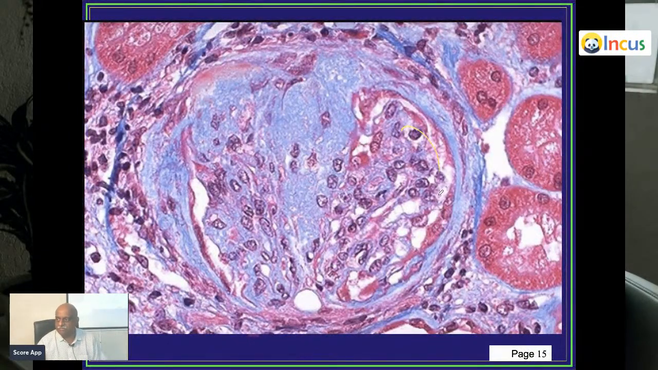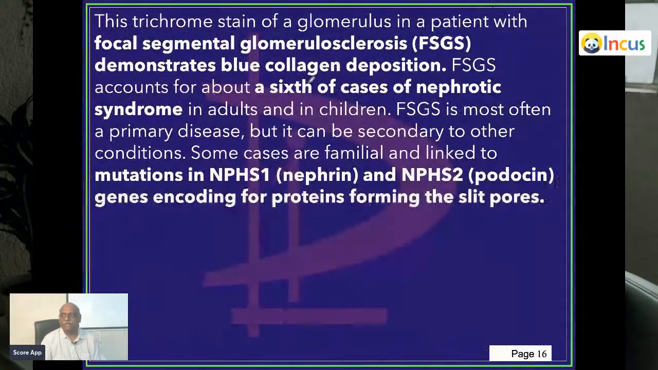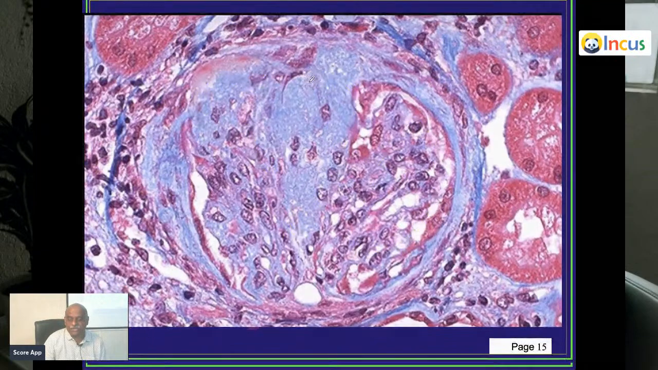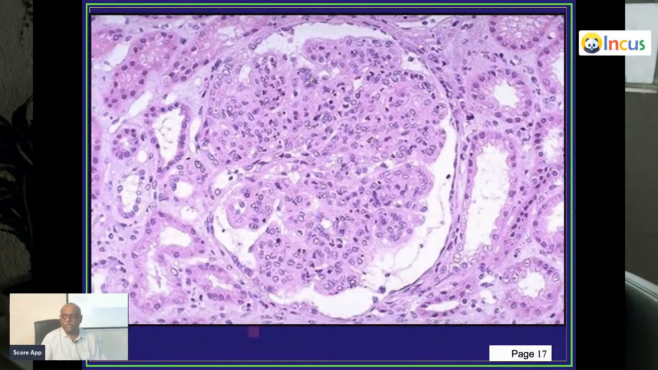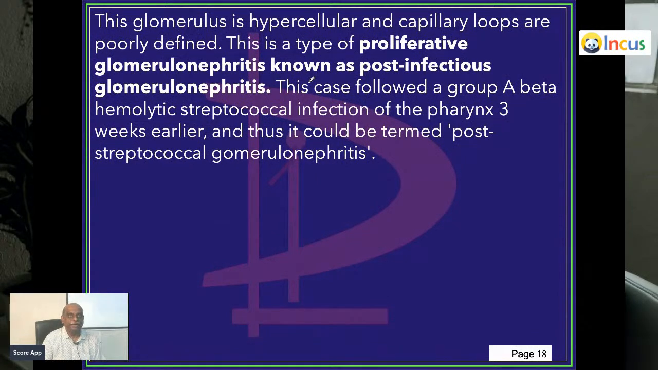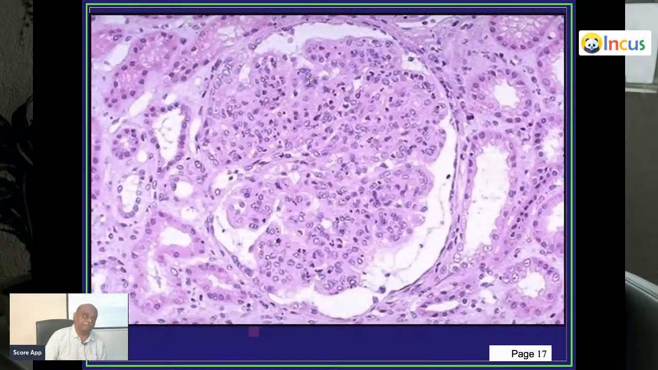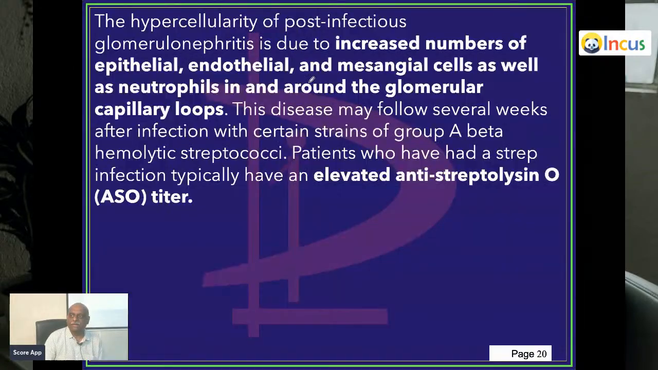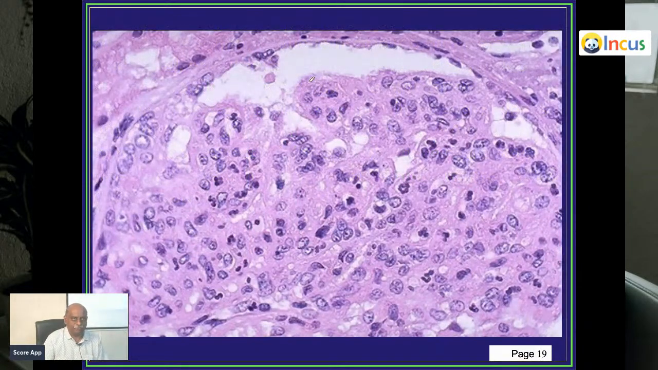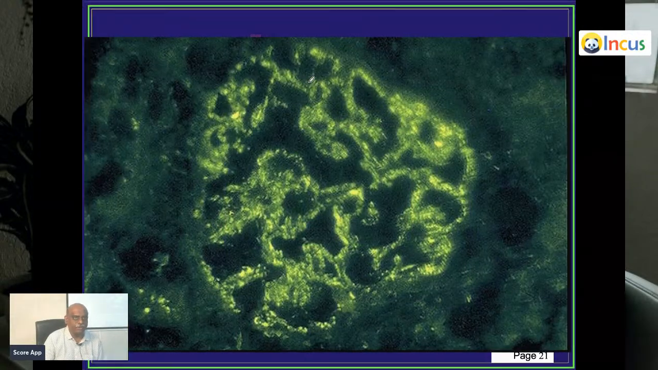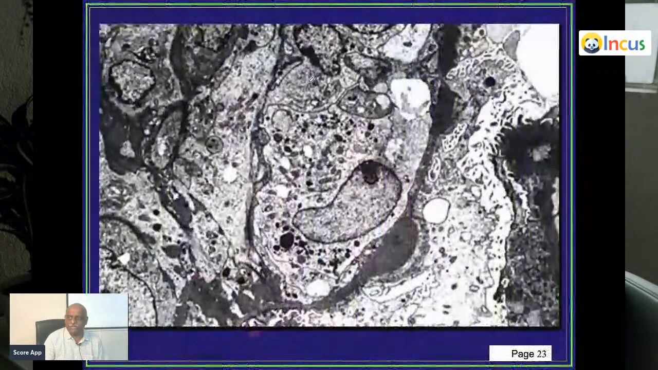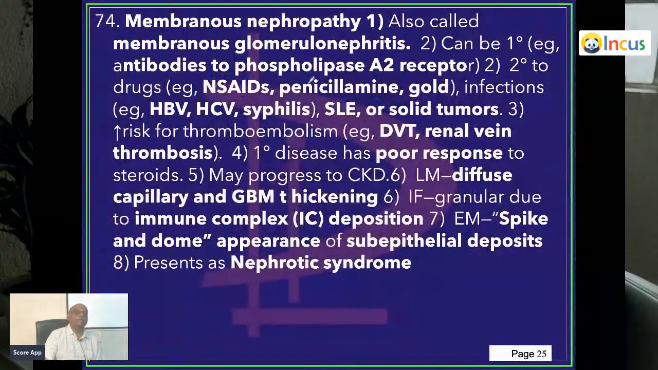Then once more, this is the normal glomerulus, whereas this is all what? Hyalinization, focal segmental glomerulosclerosis. It's called trichrome stain for FSGS. Once more, here you can see a hypercellular glomerulus, and the capillary loops are poorly defined. There is also proliferative glomerulonephritis. This is DPGN, diffuse proliferative glomerulonephritis. And once more, this is another, already we have seen, post-infectious diffuse proliferative glomerulonephritis. This also shows lumpy, bumpy, granular deposits of DPGN. So that's a point. Then comes membranous nephropathy.